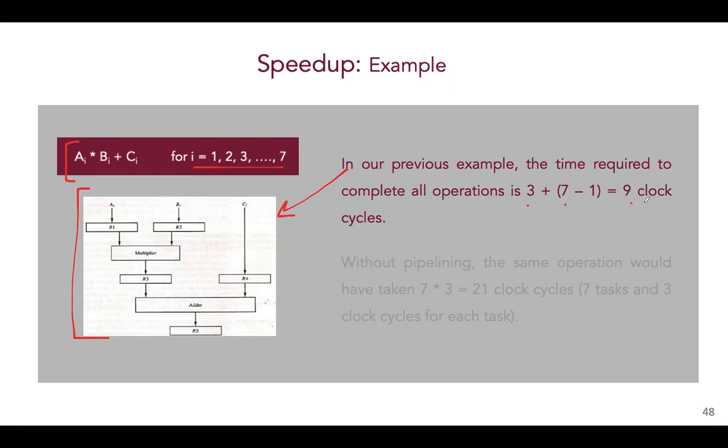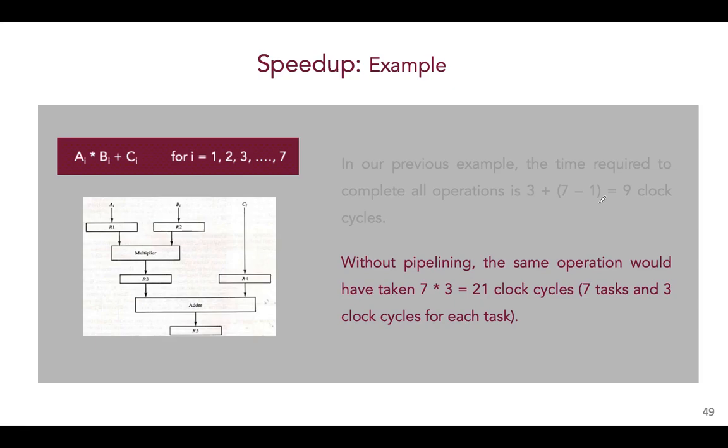And you can verify this again. When we discussed this example in the previous video, we looked at a table of register contents. You can pause this video, go back to that one and take a look at it. We saw that it actually took 9 clock cycles. Again, you can either draw the space-time diagram, or simply use the formula. Now, what's interesting to note is that without pipelining, the same operation would have taken 7 times 3, that is 21 clock cycles: 7 tasks and 3 clock cycles for each task.